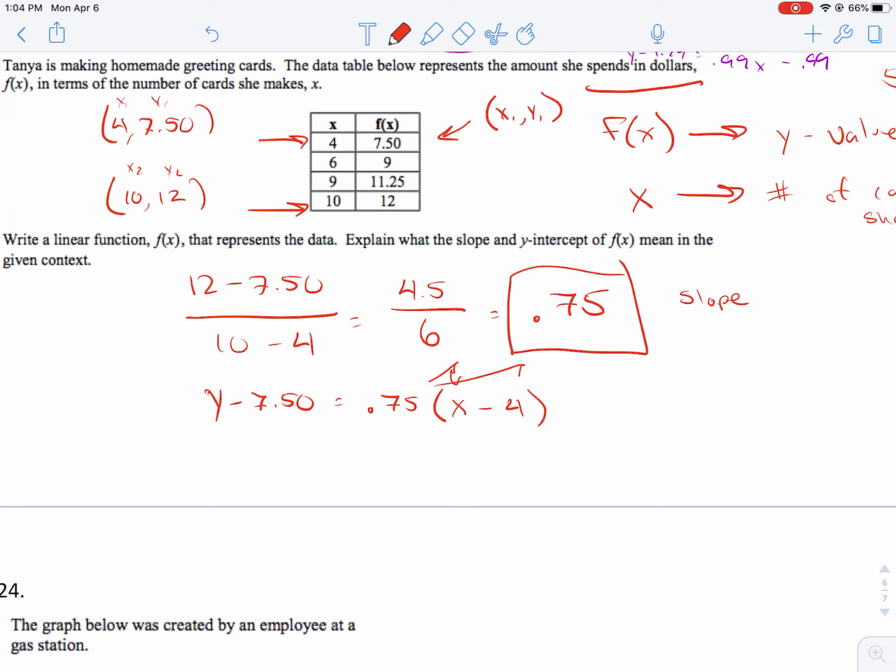y minus 7.50 is equal to 0.75 times x minus 4. We distribute, so y minus 7.50 is equal to 0.75x minus, and that should be 3. 4 times 0.75, yep. And then plus 7.50.